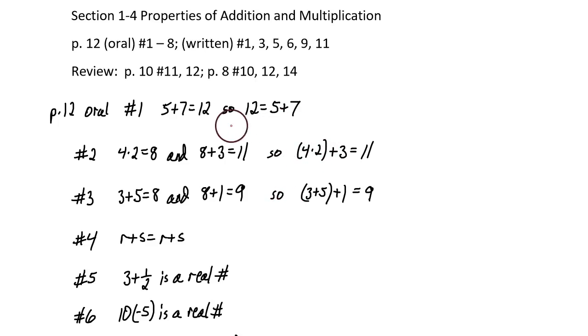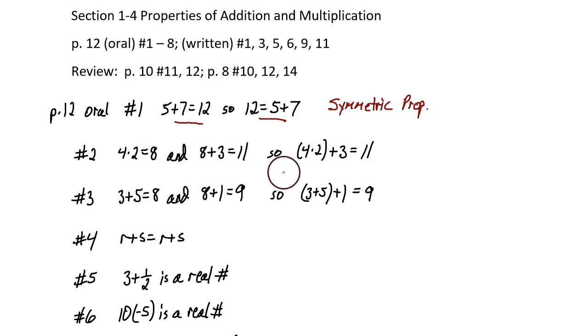Page 12, number 1, asks for the algebraic property that justifies this statement. 5 plus 7 is equal to 12, therefore 12 is equal to 5 plus 7. That is a true statement, but why is it true? What's the connection between these two equations? The left and right sides have been switched. That's the symmetric property.